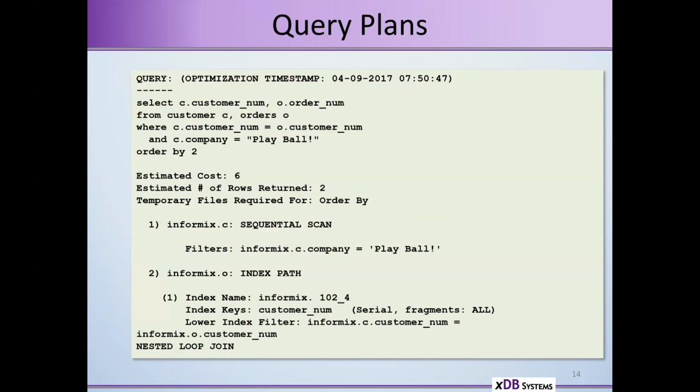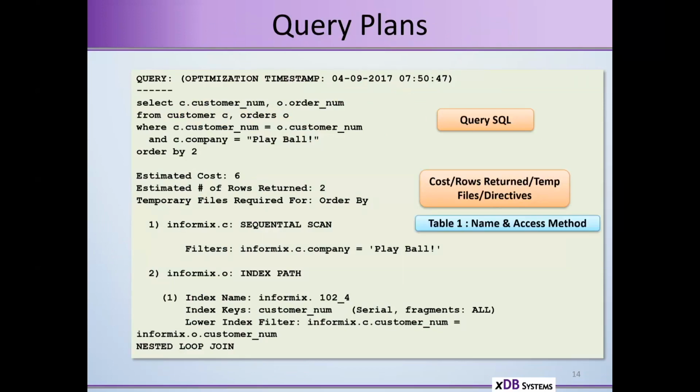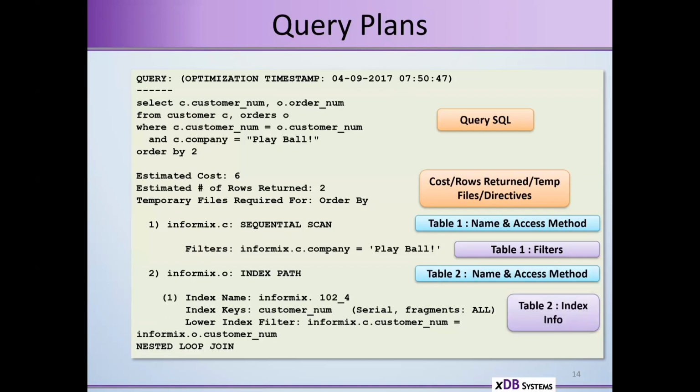So we've got a simple query joining a couple of tables. So here's our SQL that was submitted to the database. We got our status line saying estimated cost, estimated rows returned, and in this case, a temporary file was used. So we could do the order by. Now we see our first table, and we can see, yep, this table was accessed with a sequential scan, and a filter was applied to the data that was read. The second table was read with an index, and here's information on the index.